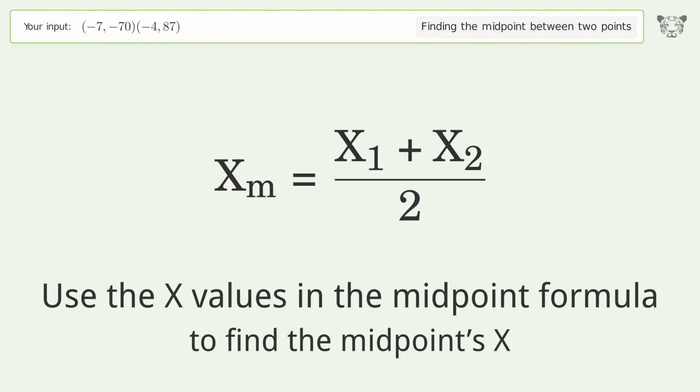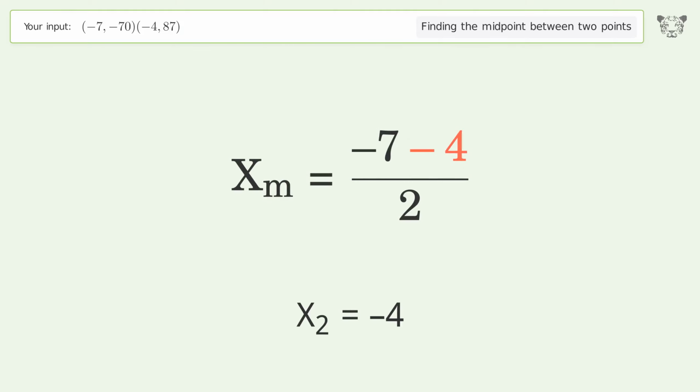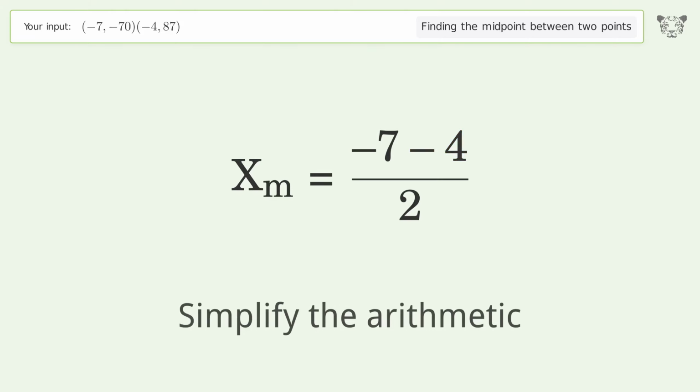Use the x values in the midpoint formula to find the midpoints x. x1 equals negative 7. x2 equals negative 4. Simplify the arithmetic.